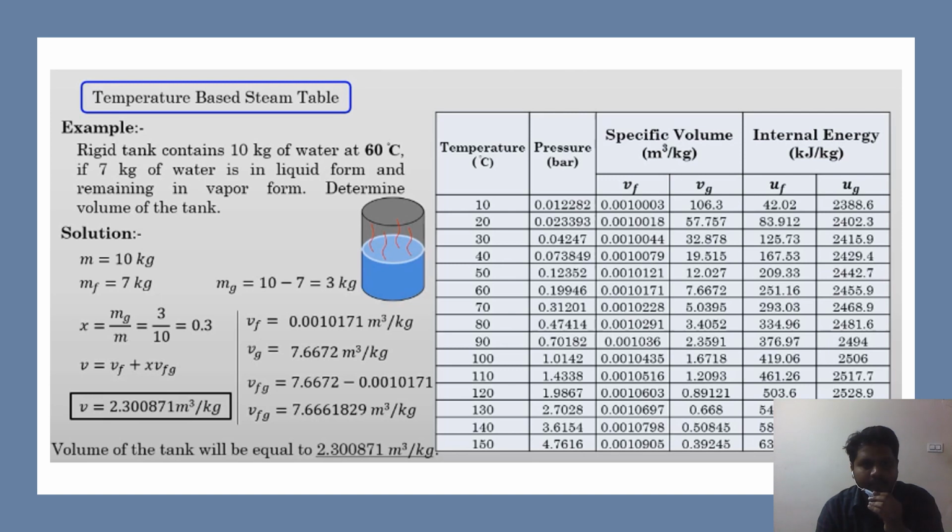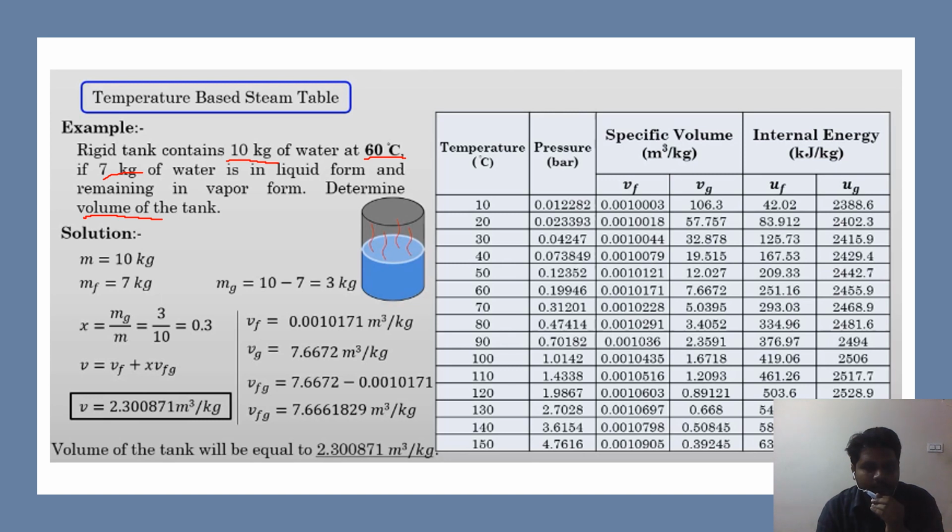So let us see one more example on temperature based steam table. Here the example is: a rigid tank contains 10 kg of water at 60 degrees centigrade. If 7 kg of water is in liquid form and the remaining in vapor form, determine the volume of the tank. Here what is given: the total mass is 10 kg, temperature 60 degrees centigrade, and 7 kg in liquid form, and we have to find the total volume of the tank.